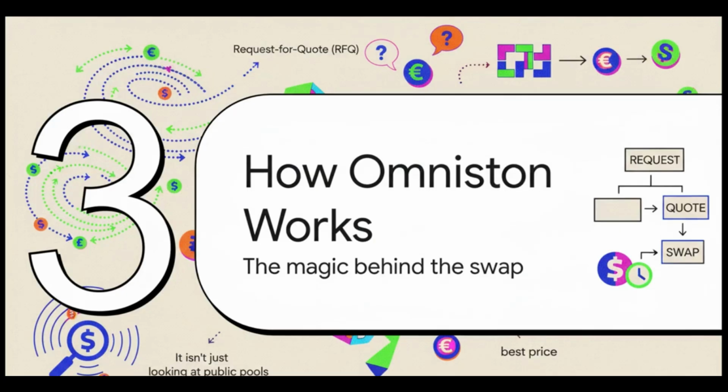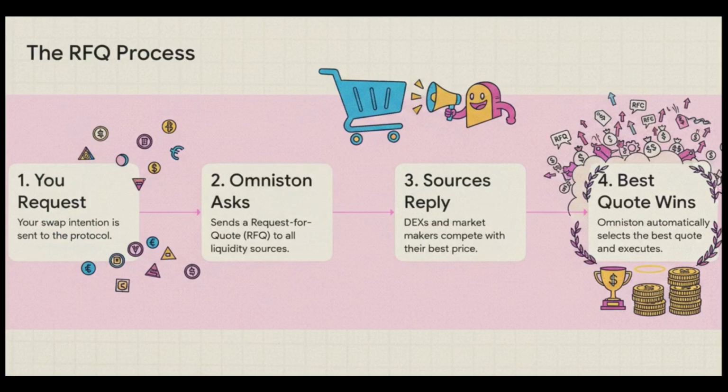But how does it actually find that amazing price? It's not just peeking at public pools. It uses this really clever process called request for quote, or RFQ for short. What's so cool about this is how powerful yet simple it is for you. The second you type in a trade, Omniston is like your own personal shopping assistant. It instantly puts out a call to everyone. They all compete against each other for your business, and it just automatically picks the winner for you.